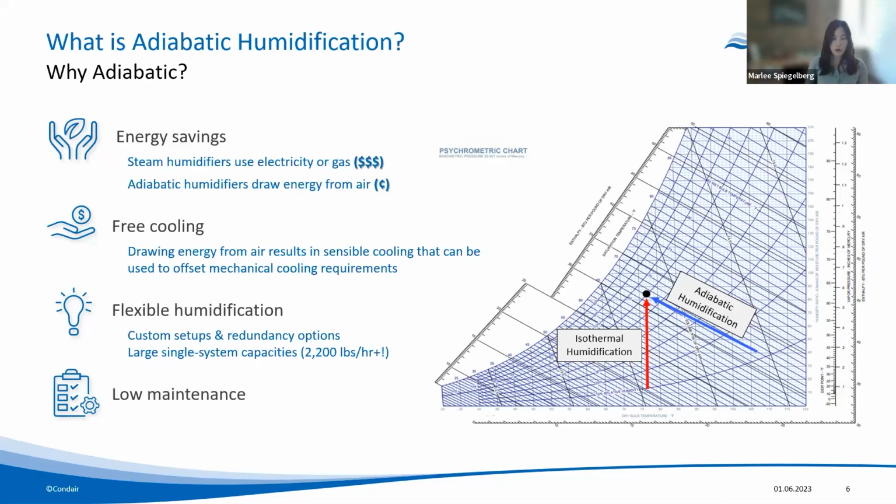Adiabatic humidifiers are also very flexible and scalable. They have very custom setups. You can allow for redundancy. They also have very large single system capacities up to 2,200 pounds per hour. And because a lot of them need water treatment, they end up being very low maintenance systems compared to steam units that boil water, leave minerals behind, and have scale that you need to clean.